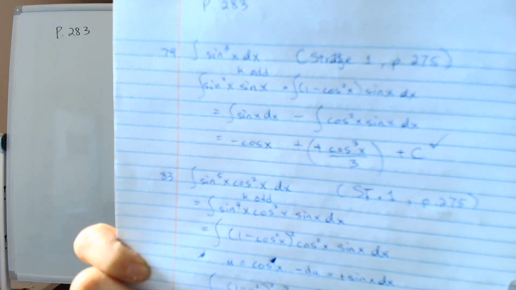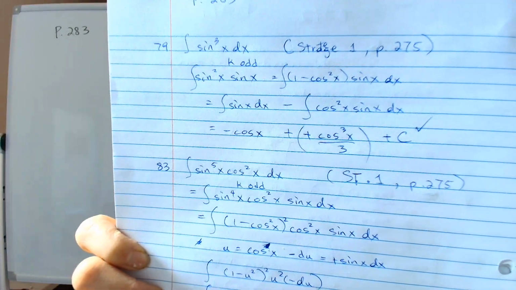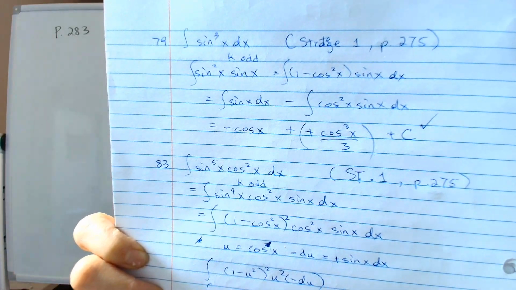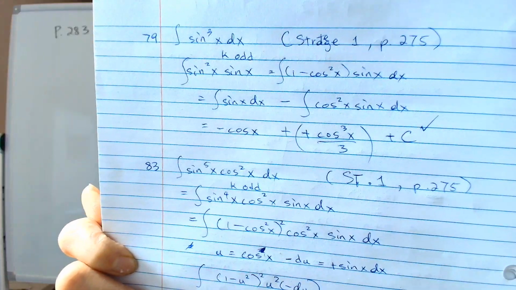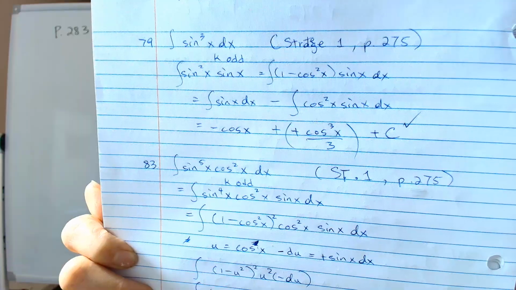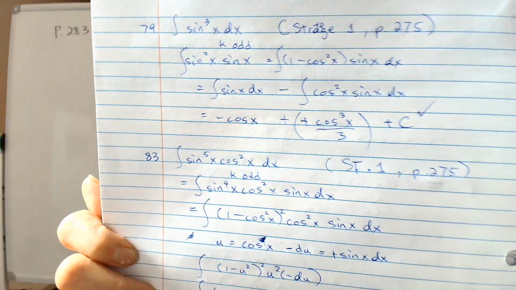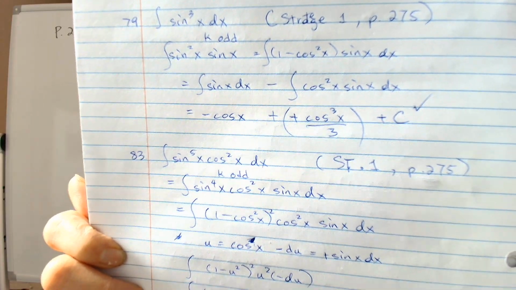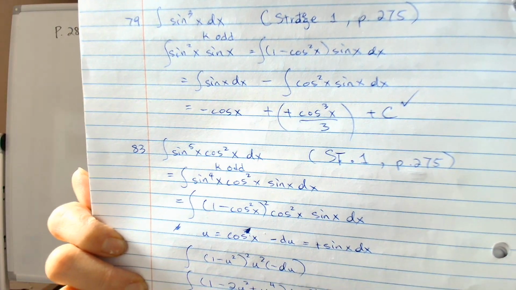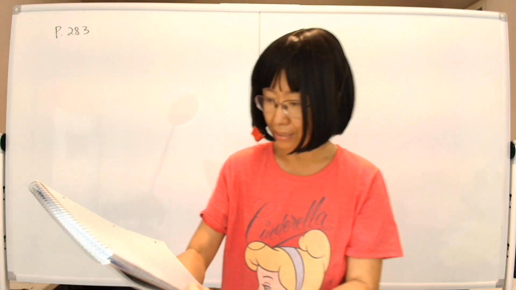We have sine cubed, so we turn part of it, sine squared, into 1 minus cosine squared, and then you will get something like the integral of sine x minus the integral of cosine squared x times sine x. Being the derivative of cosine is negative sine, you have the du taken care of, and then you can integrate the whole thing rather quickly. So that's problem number 79.